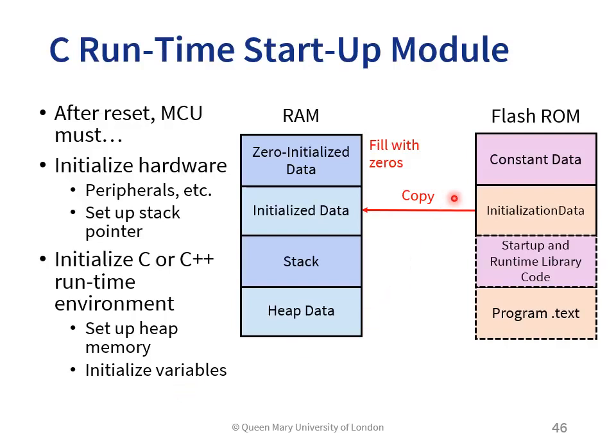In particular, it has to fill the zero-initialized data with zeros. So it's going through address by address, making that to be 0. We can't assume the RAM started with all zeros. It can be random numbers. Also, we have to copy the constant data or initialized data from the ROM to the RAM side, so that the data would have values from the initialized data.